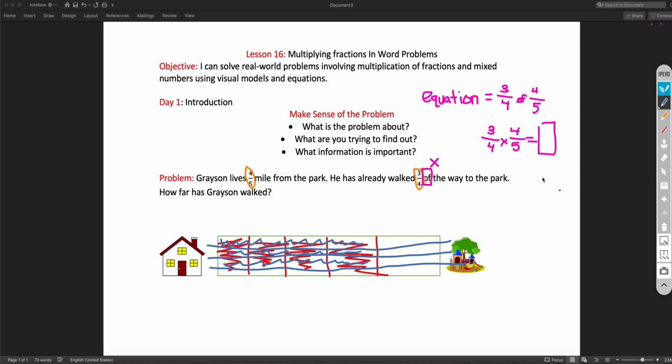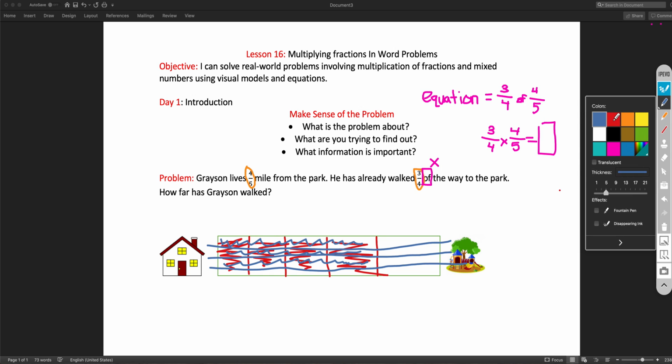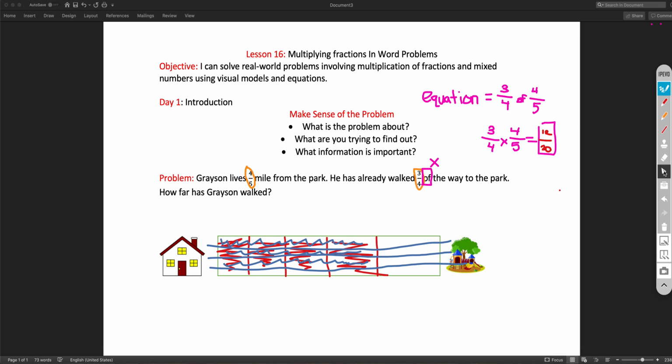Now we can solve. Let's count how many parts are double shaded. 1, 2, 3, 4, 5, 6, 7, 8, 9, 10, 11, 12. 12 parts are shaded. And how many equal parts are there? Well, we know there's 12 already. 13, 14, 15, 16, 17, 18, 19, 20. Can you think of another way we could have solved this? I'm going to give you a few seconds to think about it.